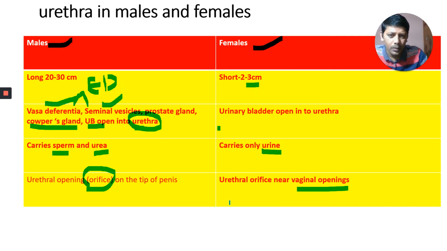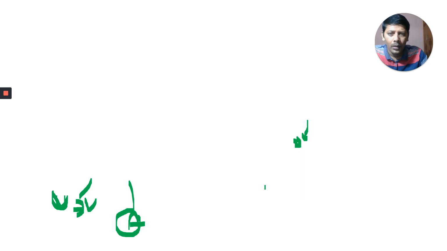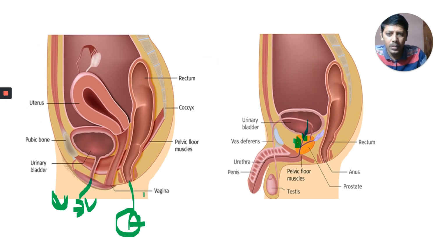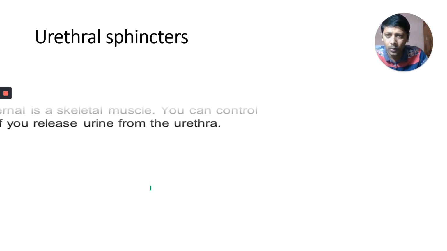Urethral orifice, that means the opening of the urethra is near the vaginal opening in females. In females, reproductive tract infections are very common. We will discuss this at the end of this topic.